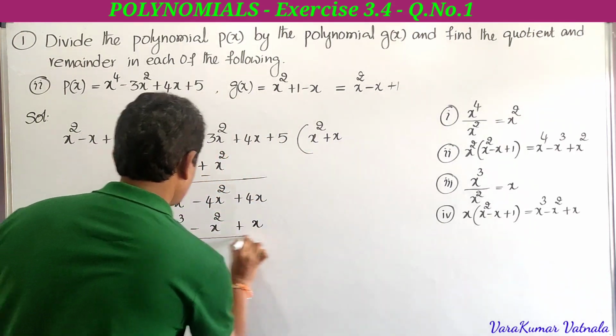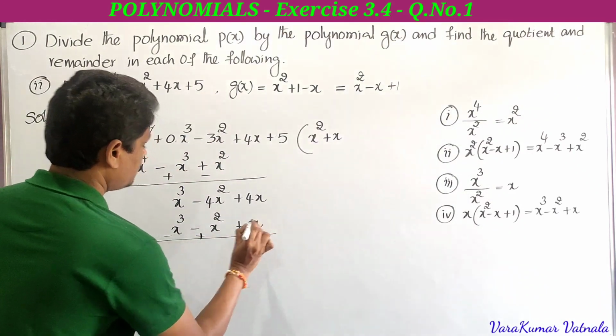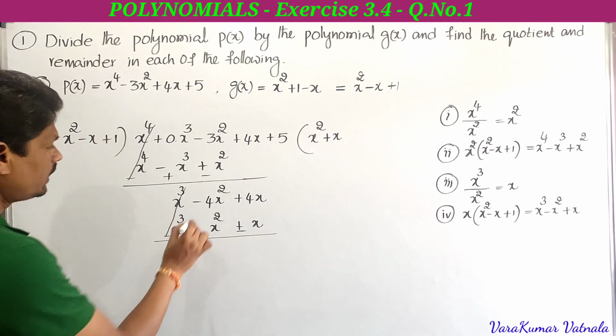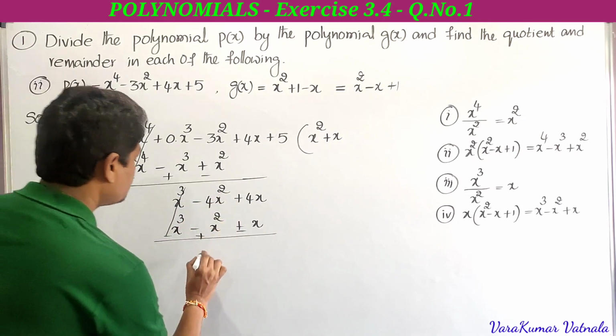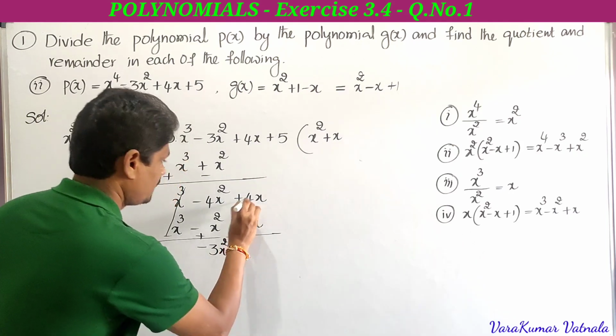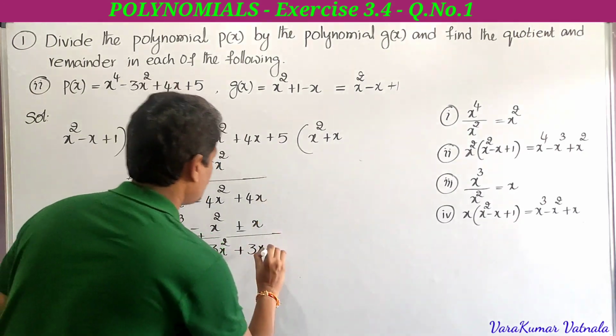So now subtract. Upon subtracting, minus becomes plus, plus becomes minus. These two get cancelled, x cube minus x cube. Minus 4x square plus x square, we get minus 3x square. Here plus 4x minus x, we get plus 3x. So take plus 5 here.